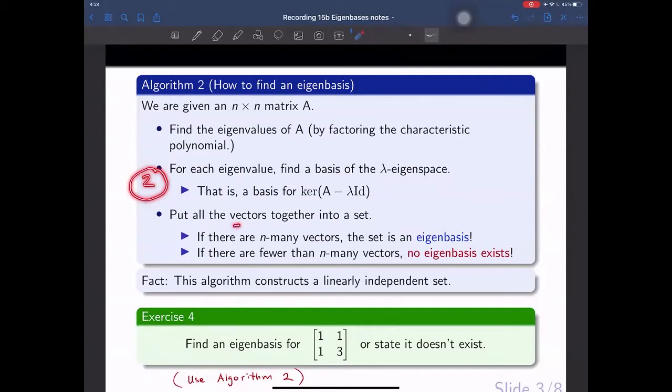And after that, you put all of the vectors you get from step 2 into this set. And if there are n many vectors, this set would be an eigenbasis. If there are fewer than n vectors, then no eigenbases exist. This algorithm constructs a linearly independent set. Let's do this algorithm for this particular matrix. We will try to find an eigenbasis, or we will discover that it does not exist by following this algorithm.